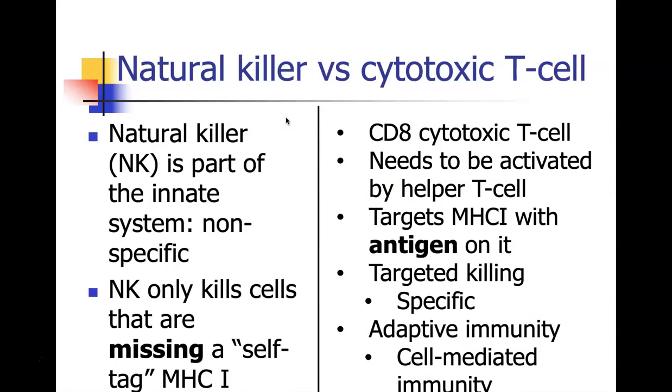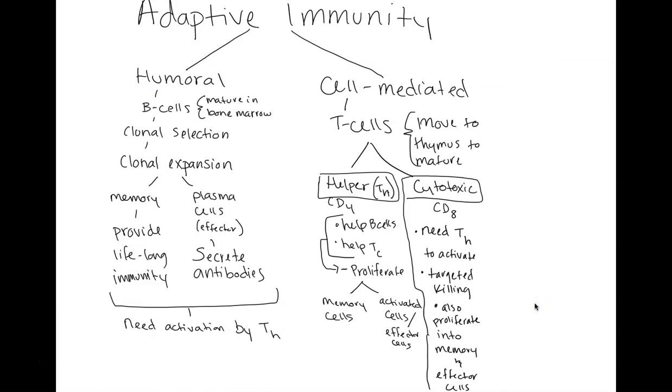So similar but different. The natural killer cells are part of the innate immune system, the nonspecific, and they only kill cells that are missing a self-tag MHC1. Compare that to the cytotoxic T cells. They need to be activated with helper T cells. They target MHC1 with the antigen on it. So it's targeted killing. It's very specific. And you get adaptive immunity from cell-mediated immunity. Okay. So another little comparison from Professor Kernan that shows these differences here between types of T cells.